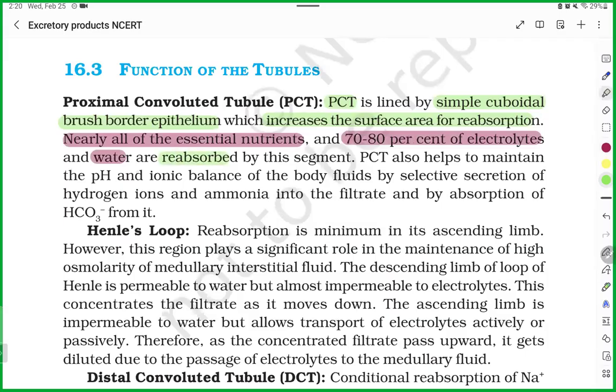Other than that, it maintains pH and ionic balance. This is done by selective secretion of hydrogen ion and ammonia into the filtrate, and absorption of bicarbonate. So you will never forget ammonia and hydrogen, but you might miss that bicarbonate is absorbed. So most of the things are reabsorbed.